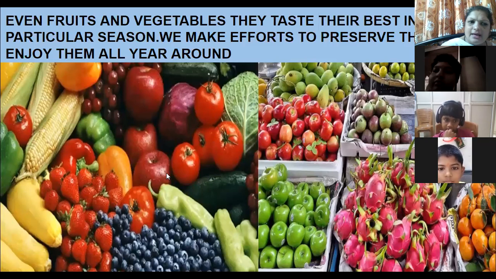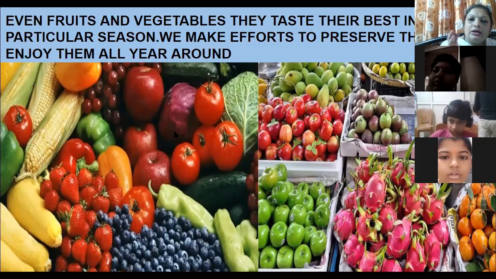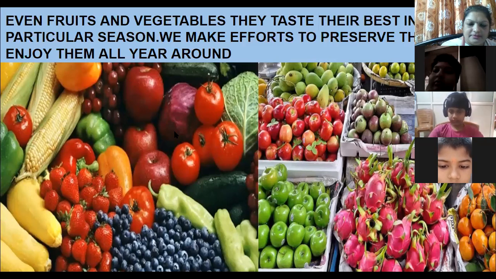For example, apples, cherries, and strawberries are grown in a particular season, but you are getting them throughout the year. How are you getting them throughout the year? Because they are preserved, they are protected, they are taken care of, and all around the year you can get different vegetables. But let me tell you, boys, if you are eating a seasonal fruit in that particular season, it will taste better because it is fresh. And if you are eating the same fruit in another season, the taste will differ.